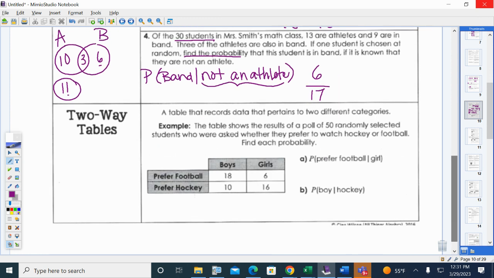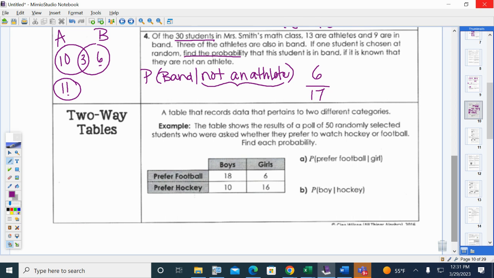All right, so let's talk about two-way tables. A table that records data that pertains to 2 different categories. So that's what a two-way table is. Example here says the table shows the results of a poll of 50 randomly selected students who were asked whether they prefer to watch hockey or football. Find each probability. And part A here says find the probability that you're going to select someone that prefers football given that they are a girl.